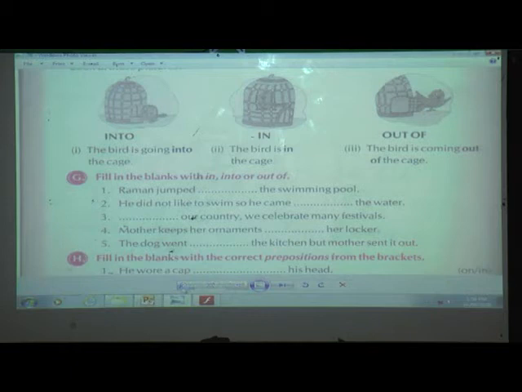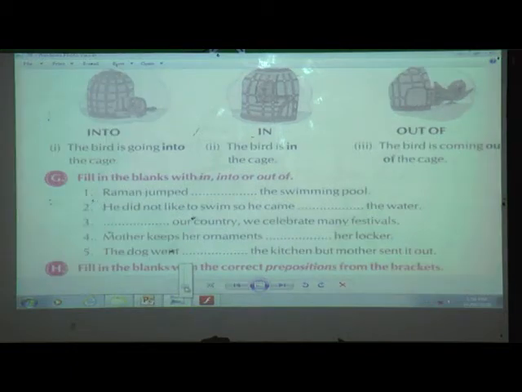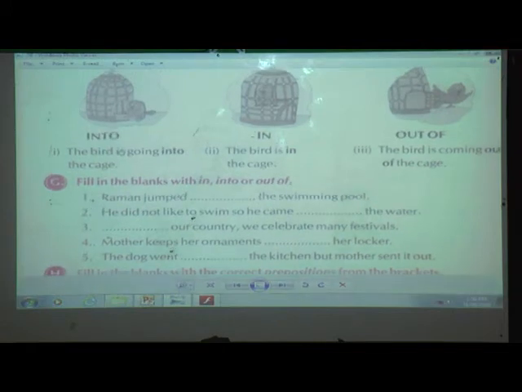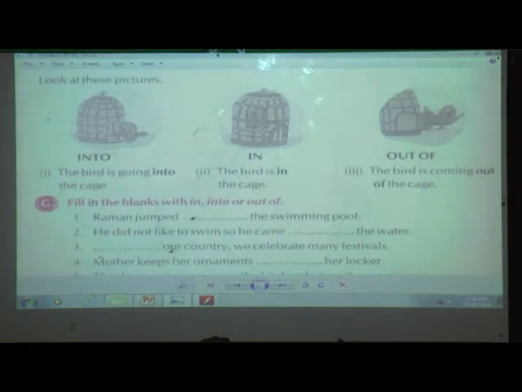I hope that you have turned to page number 76 of the same lesson, number 22. Okay, can you see the bird cage? Now here, if you see, what is the bird doing? It is going into the cage.